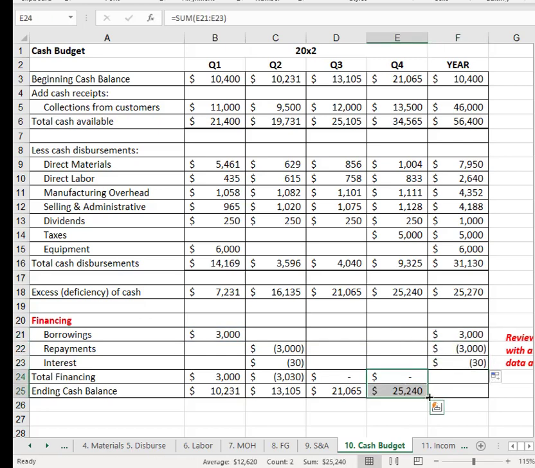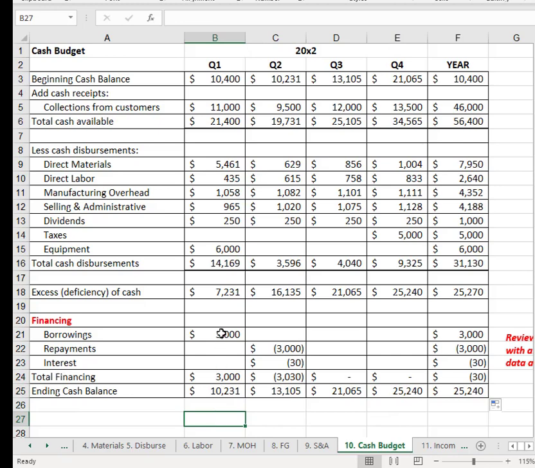There we go. And this is a nice check figure because this column is not just the sum of the first 4 quarters. This was the beginning of the year. And so this down here, if you've done it correctly, the ending cash for the year should be the same as the ending cash for the 4th quarter. So there is your cash budget.